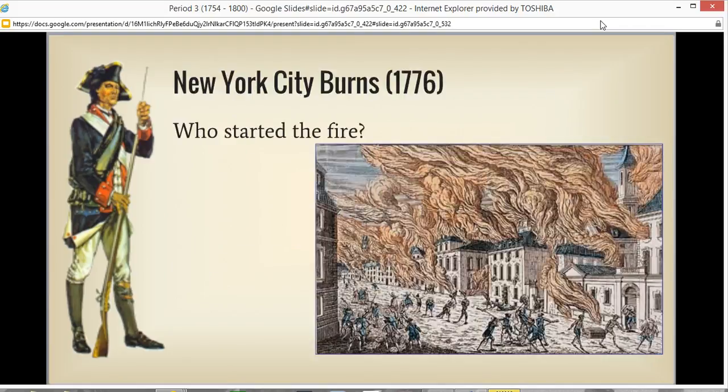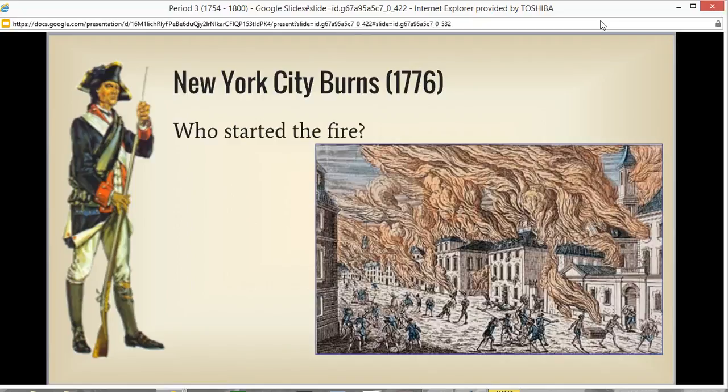In 1776, New York City burns. And there are millions and millions and millions of dollars of damage. To this day, we have no idea who started this fire. But New York, if you remember that map, was kind of a center for the Loyalists, right? And so it is possible that some Patriots started this fire.